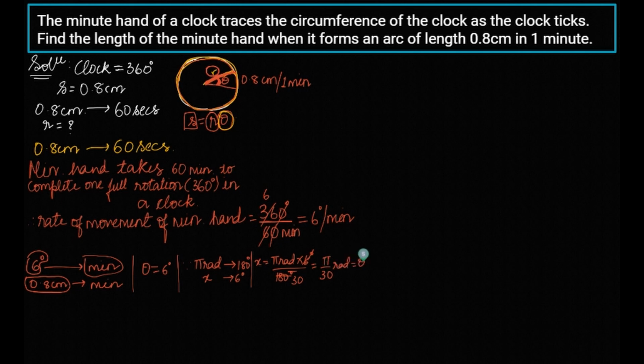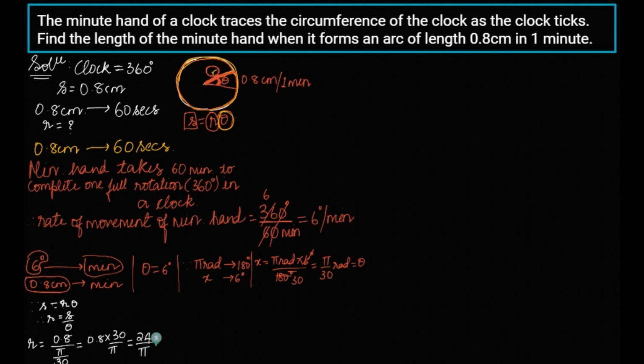So let us substitute the value of theta and the length of the arc s to find out the radius of the circle. So we have s is equal to r theta. Therefore r is equal to s divided by theta. Therefore r is equal to s, that is 0.8 centimeters, divided by theta in radians, that is pi by 30, which is equal to 0.8 into 30 divided by pi, that is 24 by pi centimeters.